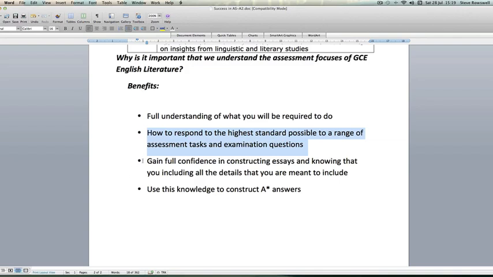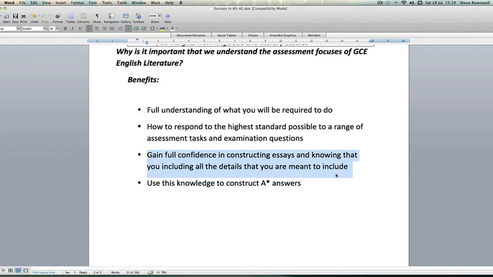It'll give you confidence if you understand these different assessment objectives when you're constructing written pieces, whether they are recreative writing or commentaries or essays that compare or analyse across a range of texts. And we can also use the assessment objectives to help us build knowledge that will construct A-star answers. And in the next series of videos, as we look at AO1, 2, 3 and 4, you will see A-star responses linked to each of those assessment focuses.